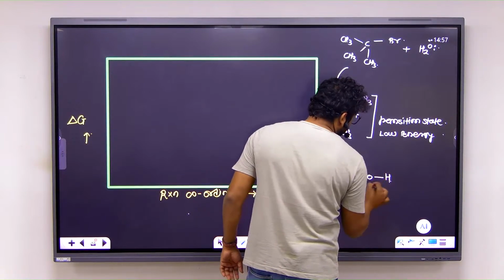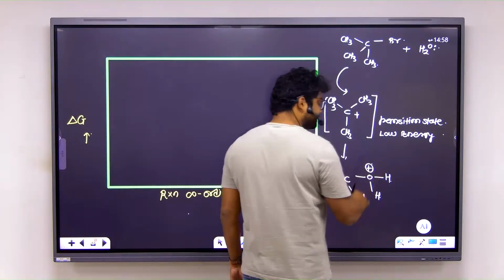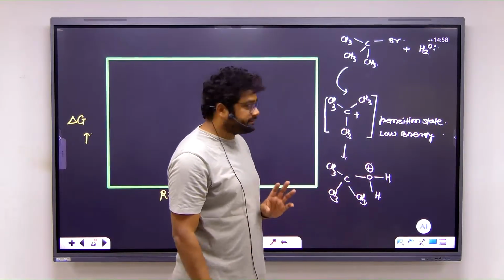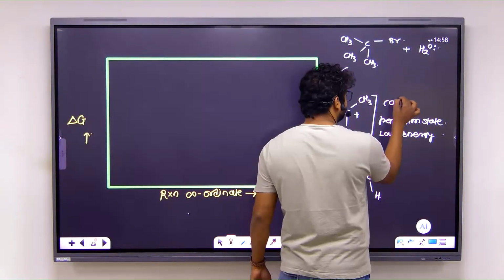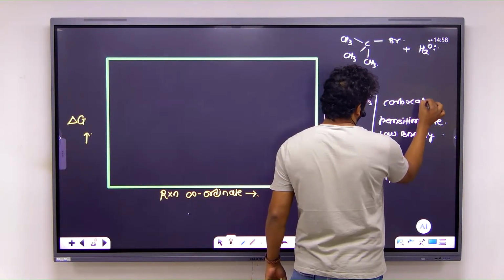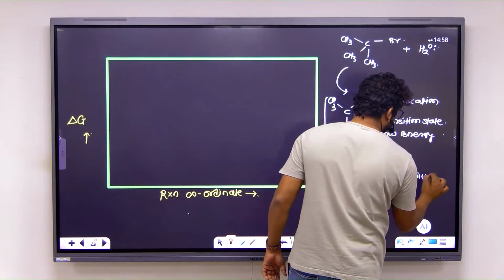So your water has donated a lone pair of electrons, with what charge? Positive charge. First there is a formation of carbocation, and there is a formation of oxonium.